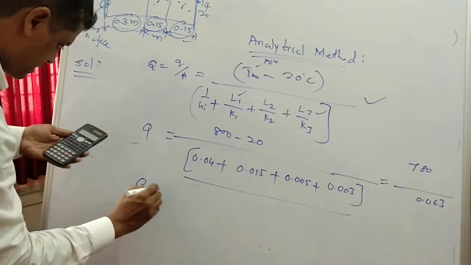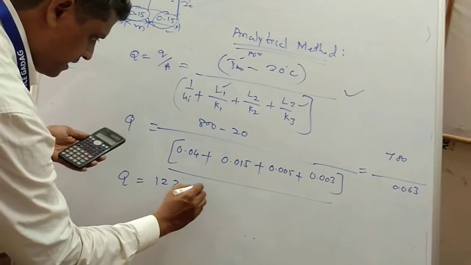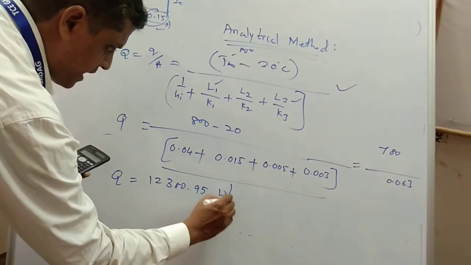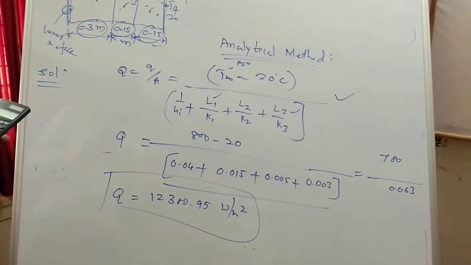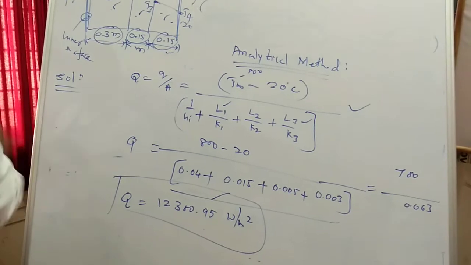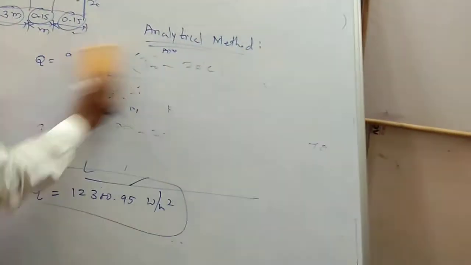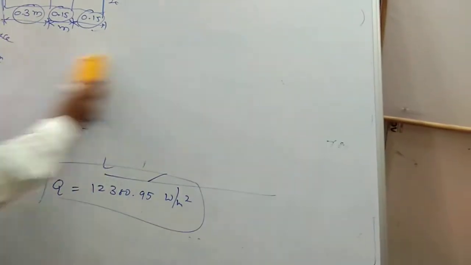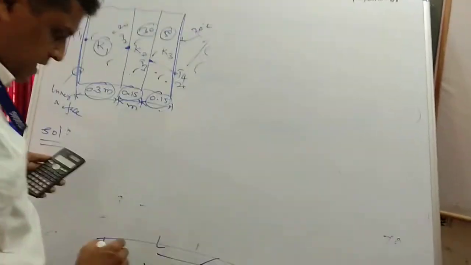12,380. Q is equal to heat flux 12,380. That is watts per meter square. Watts per meter square, 12,380.95. Now this we will use to find the temperature distribution. We got 12,380.95 watts per meter square heat flux. Okay. Now after that we will compare these analytical results with the finite element method FEA results.